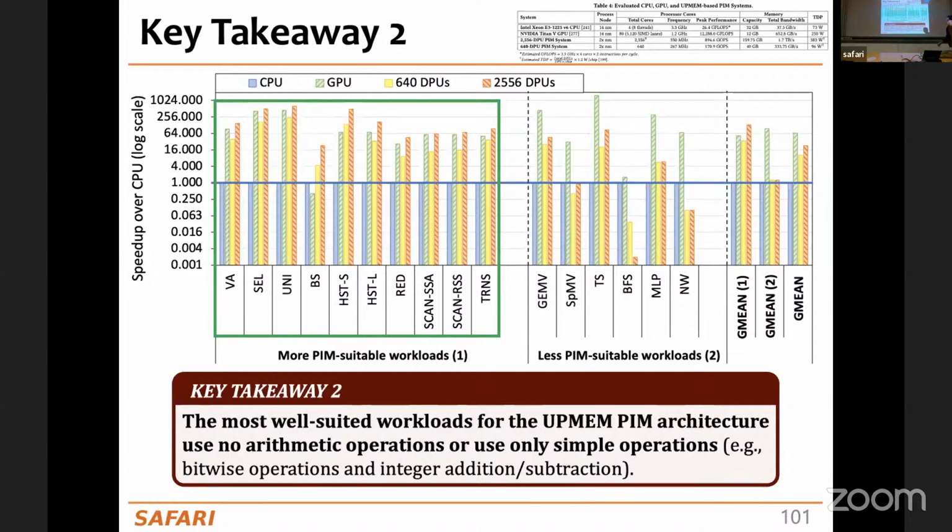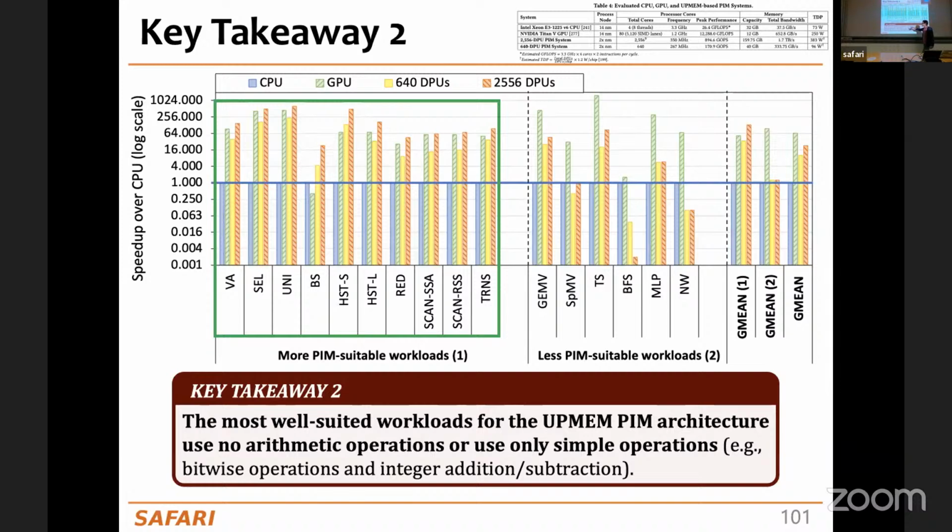We also evaluated this with real workloads and compared to CPUs and GPUs. So the blue bar is CPU, the green bar is GPU. The other two are two different PIM systems. As you see, there are some workloads for which the PIM systems are faster, while for others, they are slower than the GPU. Indeed, here the classification is done compared to the GPU.